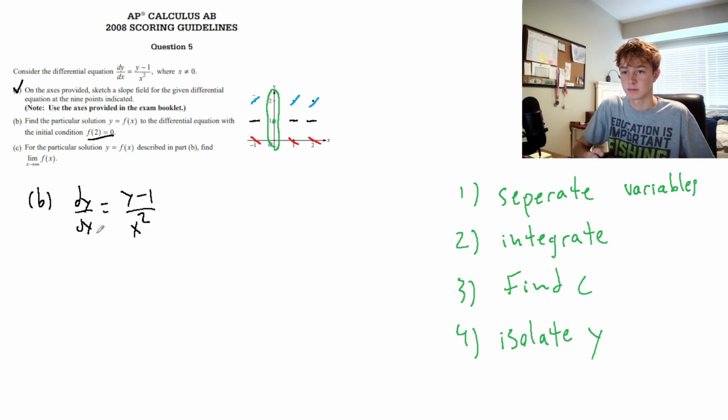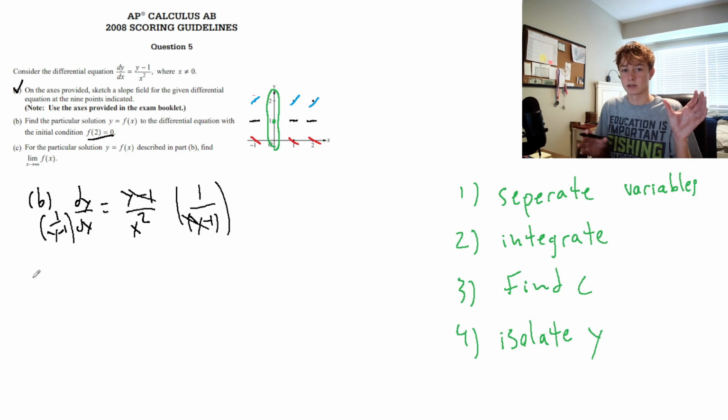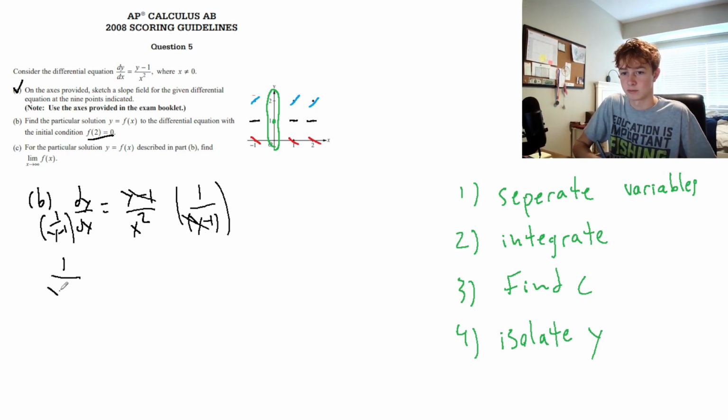So to start separating our variables, I think the first thing we should do is multiply both sides by 1 over y minus 1. Because if we multiply both sides by 1 over y minus 1, these y minus 1s are going to cancel out, and we're going to be one step closer to isolating all of the y's on one side and all of the x's on the opposite side.